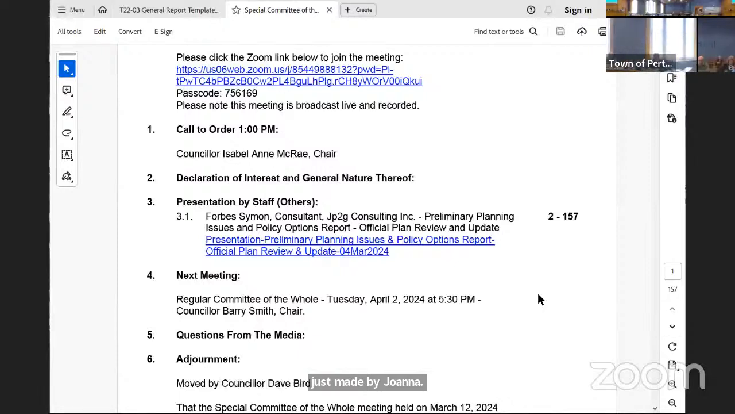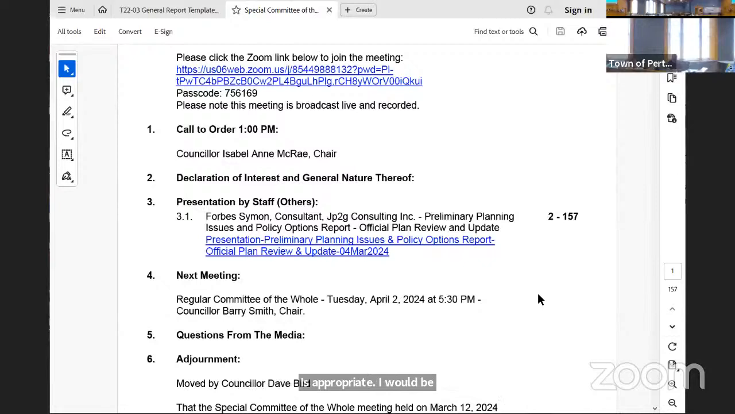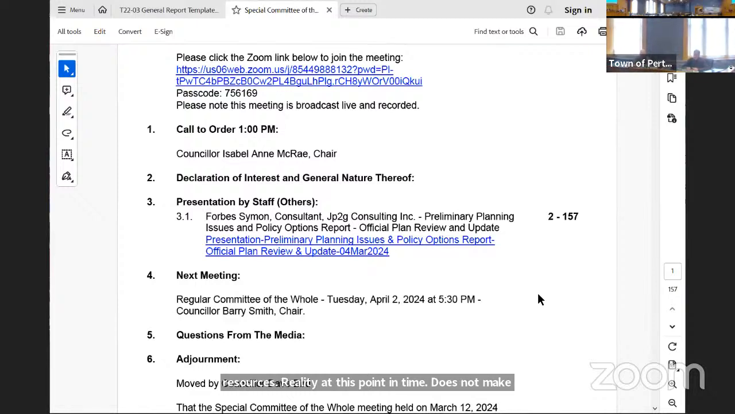I feel that with the budget that we've put forward, having an update of the plan at this point in time is appropriate. I would be opposed to just doing an update in 5 years. I think that 5 years down the road, we need to do a complete redo. But I think the financial reality and also the human resources reality at this point in time does not make it realistic to do a complete review.